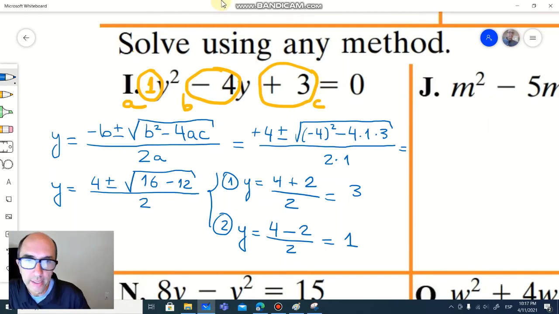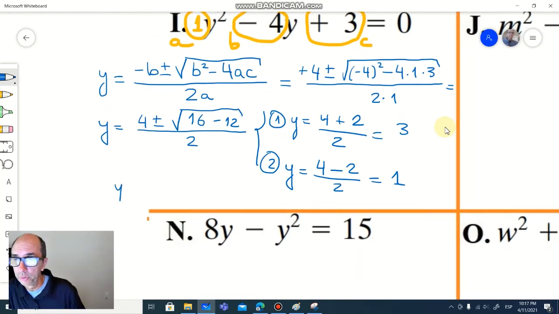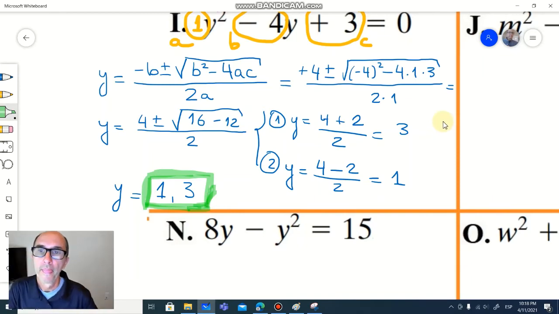You're going to write the answers. Again, you have two solutions, so you're going to have two answers, 1 and 3. You're going to write like this, separated by comma. Remember, don't use spaces, don't use any crazy characters, only number, comma, number. So 1, 3 or 3, 1, it doesn't matter.